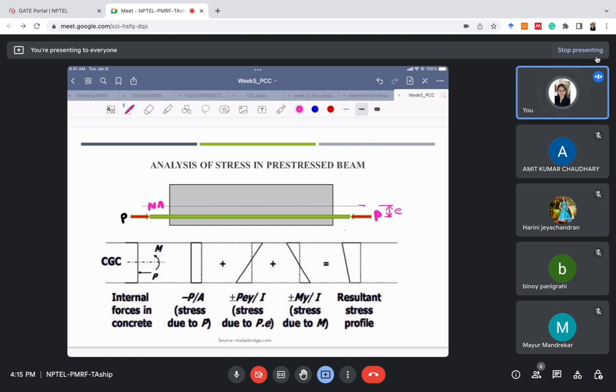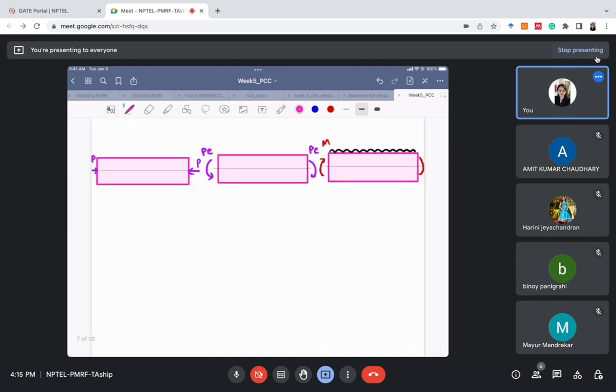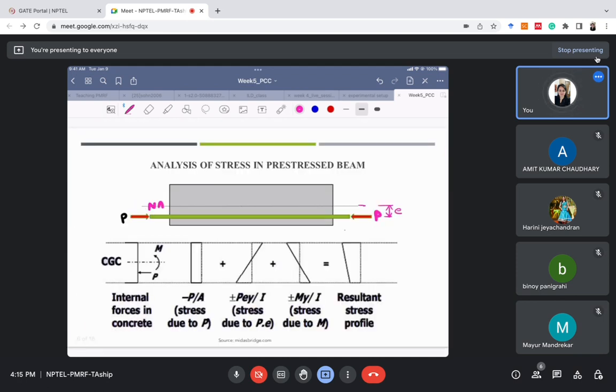By analysis I mean how will you find the stresses at different levels in this pre-stressed concrete beam. In this beam, the first step will always be that you will shift this pre-stressing force to the neutral axis. To understand it better, suppose the pre-stressing force was acting at distance E. Now we will shift this pre-stressing force to here, P.